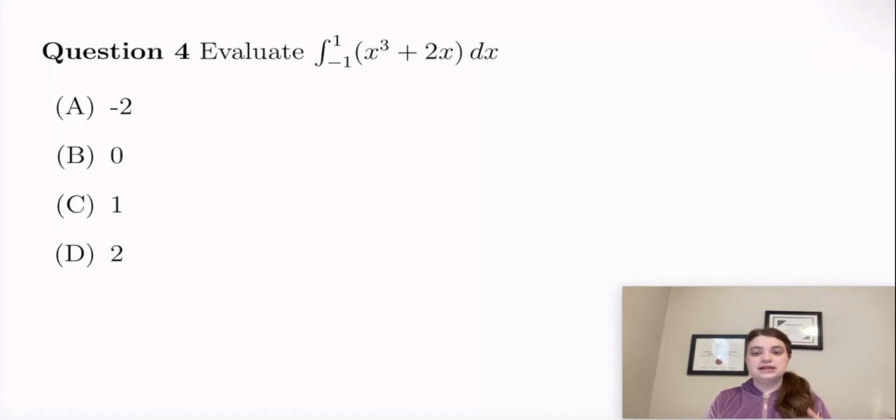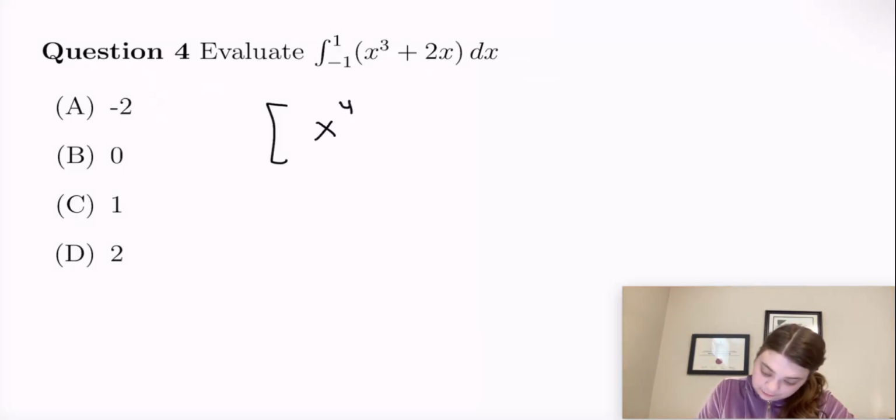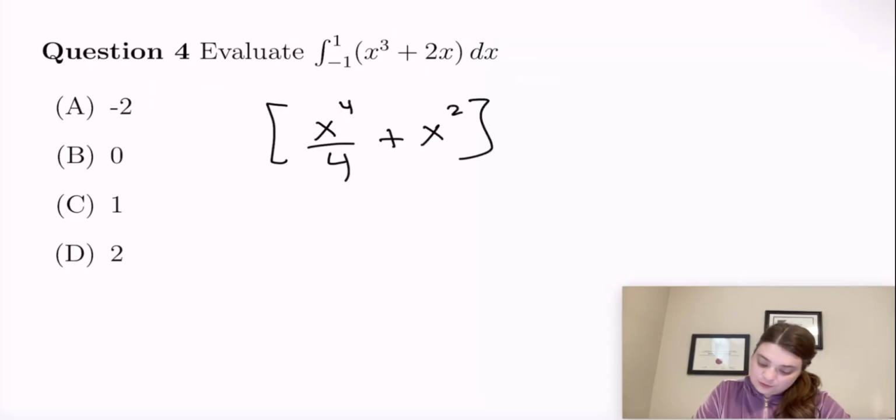So first things first, let's find the antiderivative of each part. The antiderivative of x cubed would be x to the power 4 over 4. The antiderivative of 2x is x squared. And we have to evaluate that from negative 1 to 1. Okay, so then we'll sub in 1 first.